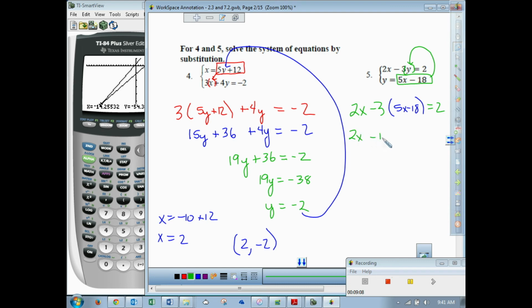2x minus 15x plus 54, is that right? Yeah. Equals 2. This is negative 13x equals negative 52. X equals 4. I'm doing the algebra very quickly. Stop me if you don't understand what happened. That's only half the answer. I need to figure out y.